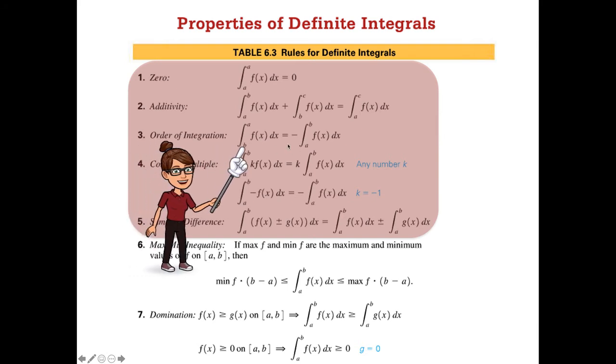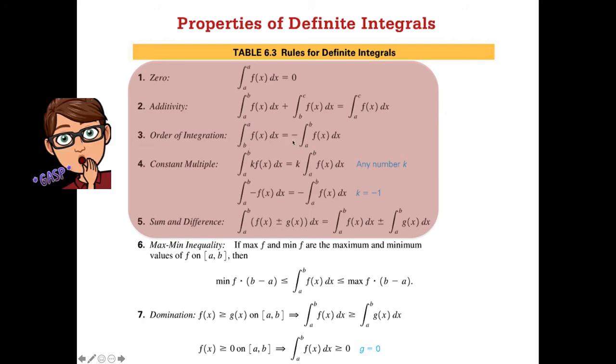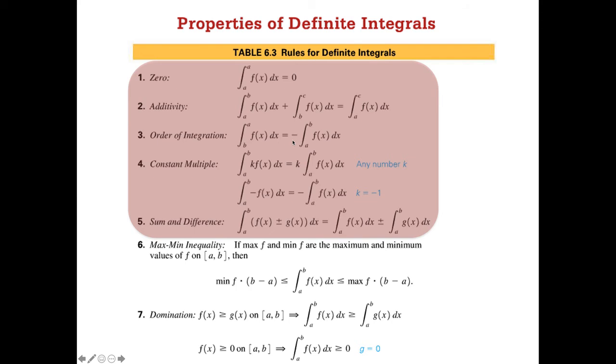Order of integration. This one comes in very handy. What this tells you is that you can switch the order of your integration anytime you want, but just make it a negative in front. Okay, and so if you think about what that does, it switches the bounds of integration. Well, the bounds of integration are your interval over which you're integrating, or what you find the area under. So whenever you want to switch the bounds of integration, just make sure you put a negative in front of your integral.